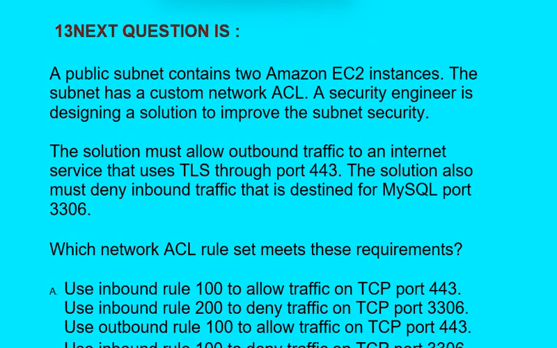Question is, a public subnet contains two Amazon EC2 instances. The subnet has a custom network ACL. A security engineer is designing a solution to improve the subnet security. The solution must allow outbound traffic to an internet service that uses TLS through port 443. The solution also must deny inbound traffic that is destined for MySQL port 3306. Which network ACL rule set meets these requirements?